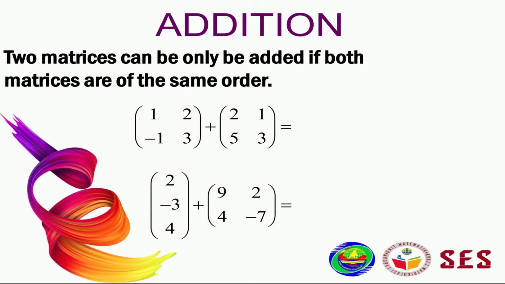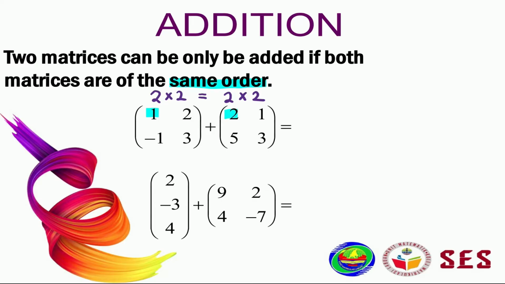So first of all, addition. Two matrices can only be added if both matrices are of the same order. So before this, we have learned on how to determine the order of matrices. So we look at the first example. We have two matrices. The first matrix is 2 by 2 and the second matrix is also a 2 by 2 matrix. Therefore, both of them have the same order.